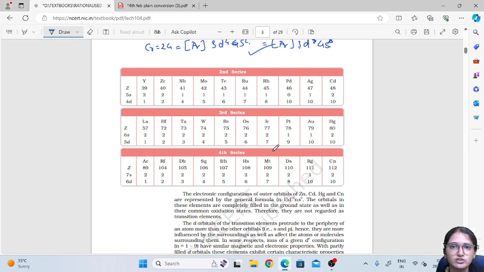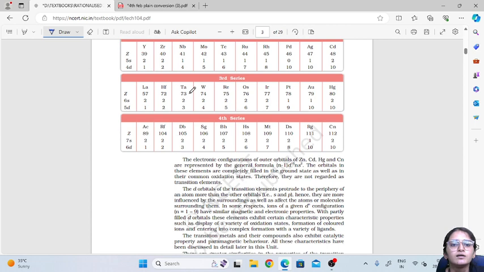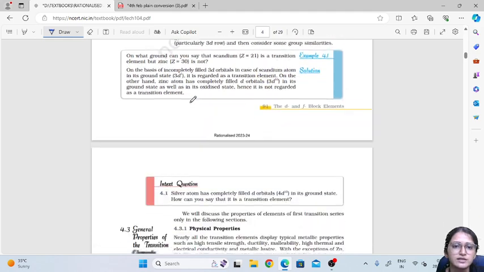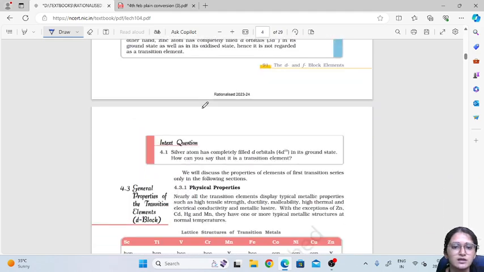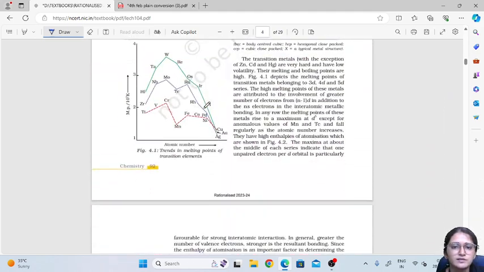The f orbitals show very poor shielding, and poor shielding means there will be a contraction between the outer electrons and the nucleus, which leads to a decrease in size. So the second and third series elements will almost have the same radius in their shell. That's the reason the size decreases here. We will discuss it properly.